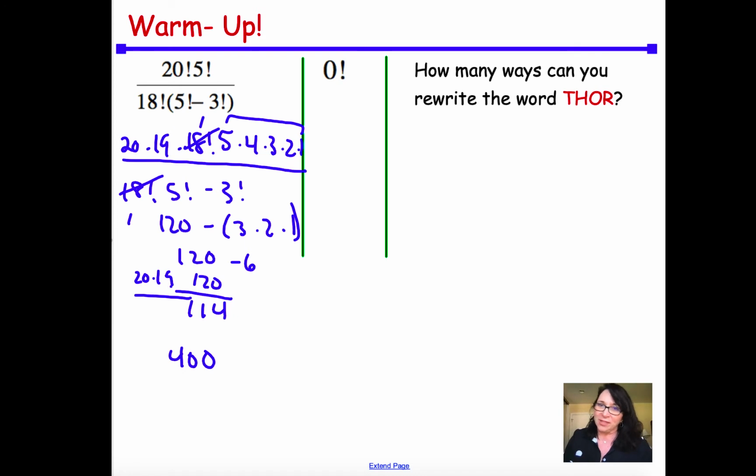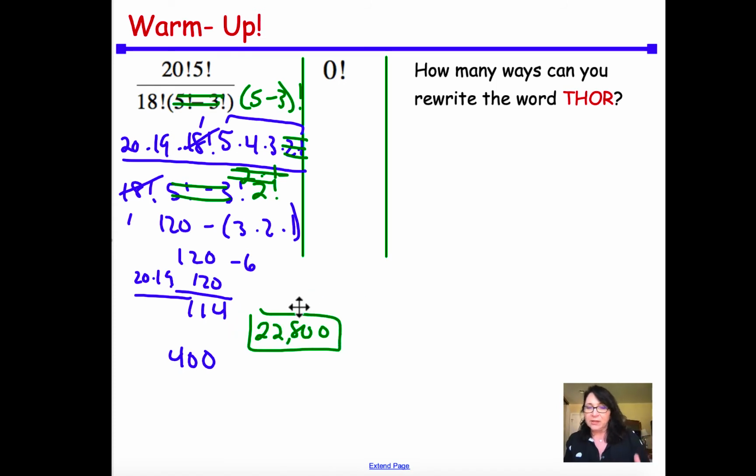What I think this was meant to say, though, was 5 minus 3 factorial instead of 5 factorial minus 3 factorial. If that had been the case, we would have had 2 factorial in the denominator, which would be 2 times 1, and those values would have canceled out with this 2. Then we would have just had 20 times 19 times 5 times 4 times 3. And that value was 22,800, as seen on the class slides, okay? 0 factorial is 1.